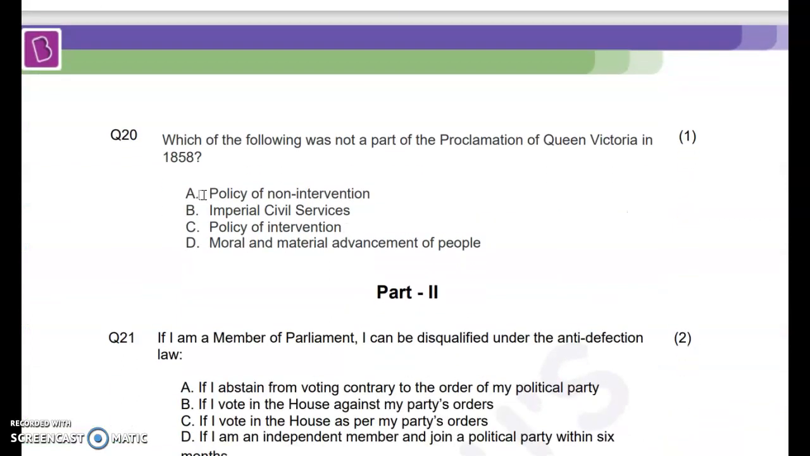Which of the following was not a part of the proclamation of Queen Victoria in 1858? Options are given here. Answer is policy of intervention.